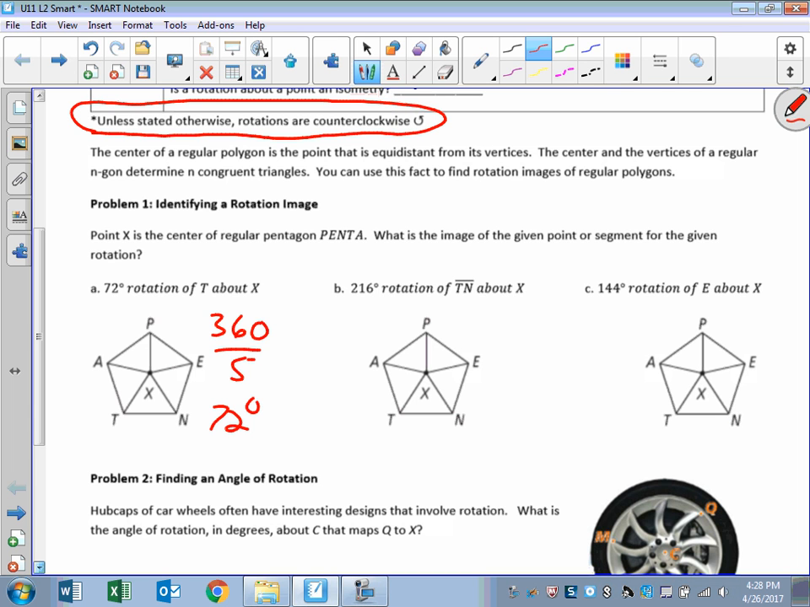Now, with lines, segments, it's a little different. We're going to rotate T, N, 216 degrees, about X, and we want to figure out where we would end up. So for part A, it's 72, so that means we're going counterclockwise because it doesn't say clockwise. So that means we're going this way, so we would end up at N.